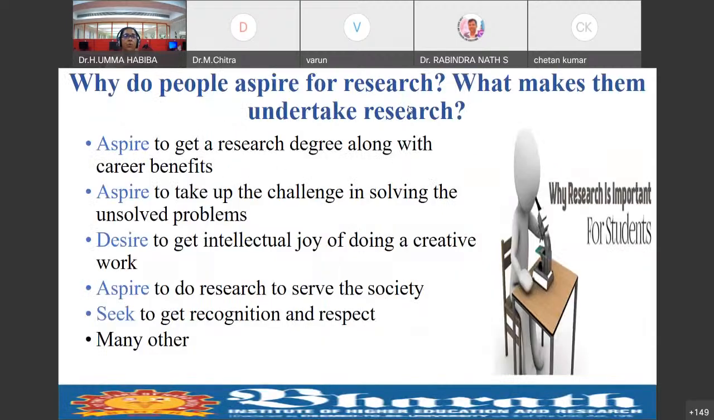Next, I want to add this topic. That is, why do people aspire for research? What makes them undertake research? So that also, as a student, we have to think. Aspire to get a research degree along with the career benefits. Aspire to take up the challenge in solving unsolved problems. Desire to get the intellectual joy of doing creative work. Aspire to do research to serve the society. Seek to get recognition and respect. Many others, it may be of that type.